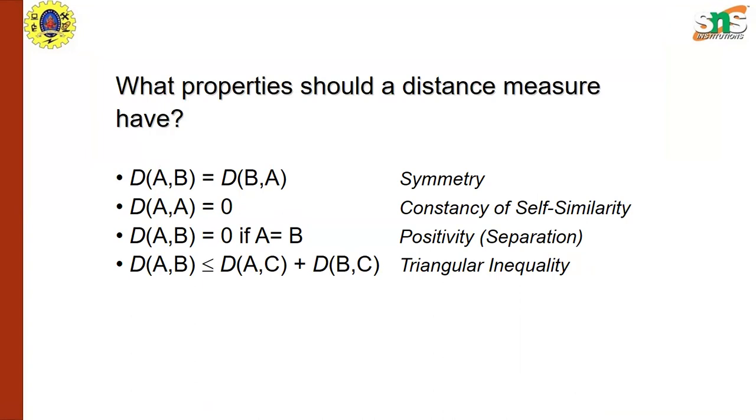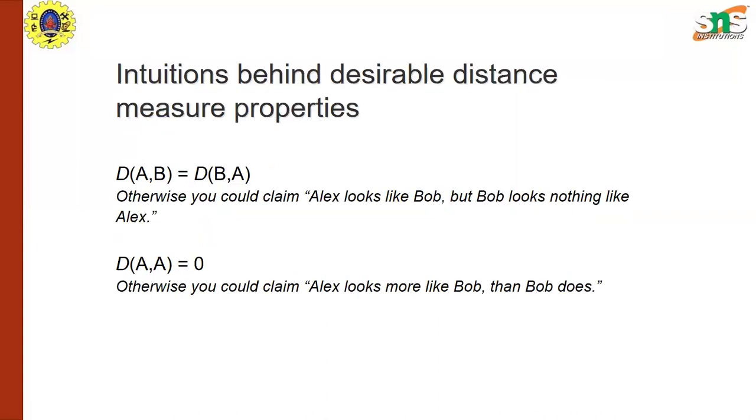What kind of properties should be used in the distance measures? We can go with the symmetry property, constancy of self-similarity, positivity, and triangular inequality. These are some of the properties. The symmetry property is represented as D of A comma B equals D of B comma A. Then constancy, then positivity, and triangular inequality, which is represented with less than or equal to.